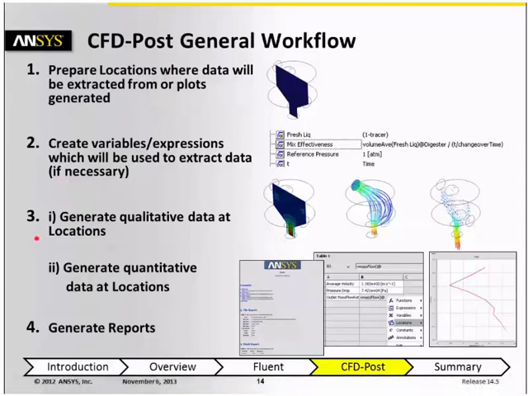You can generate qualitative data locations such as vector, streamline, or contour plots, and also quantitative data such as the average velocity or the pressure drop. And then all of the data that you create, you have the option to include this in the final HTML report that's built in.